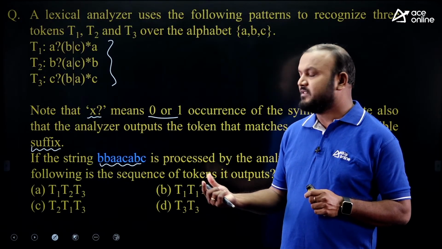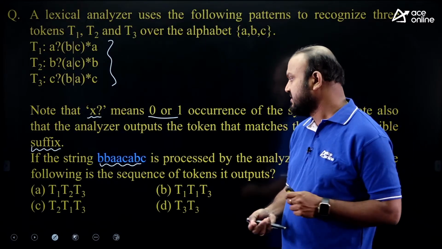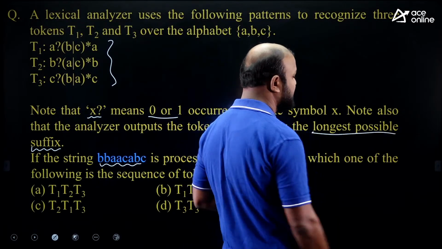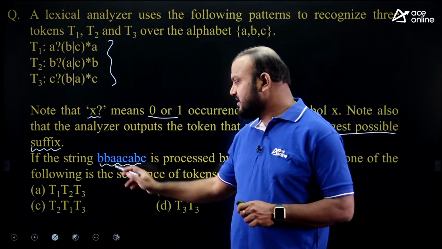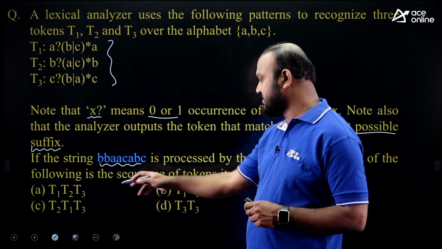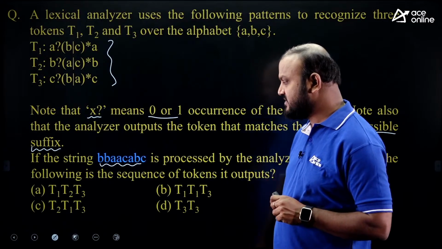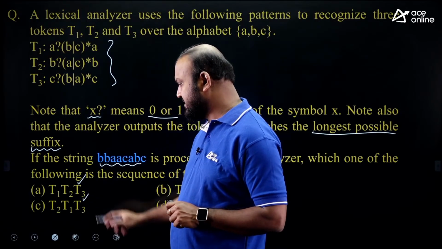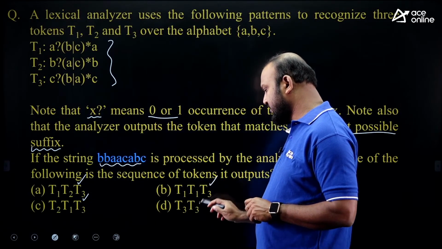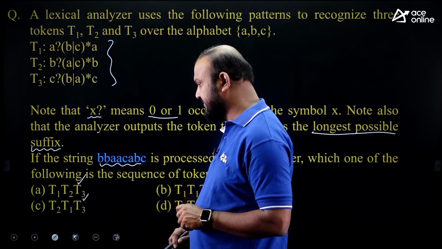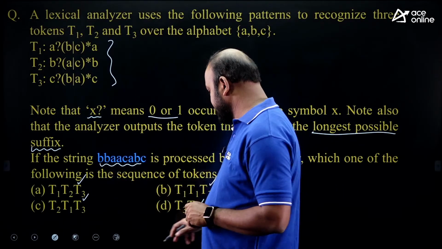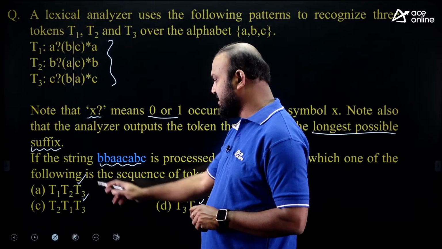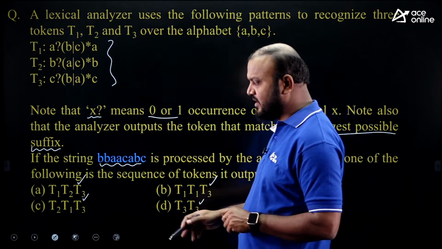As you know, prefix means the starting terminals. Suffix means ending terminals. The question is about which token stream is the correct token stream that matches the longest possible suffix. This is the input sentence given, and these are the options given as token streams. Which is going to be the longest possible suffix? Suffix means we have to check the last token. All 4 options have T3 as the last token, because the token 3 pattern is C question mark, (B|A) whole star, C, and all the options have token 3 only. But how to answer it?